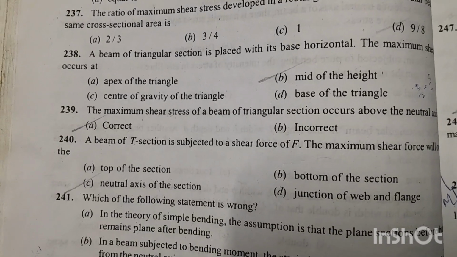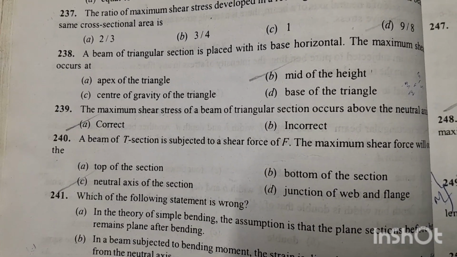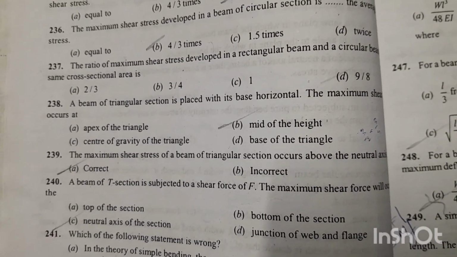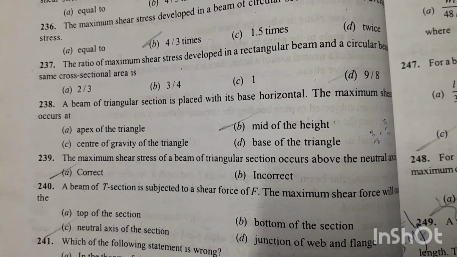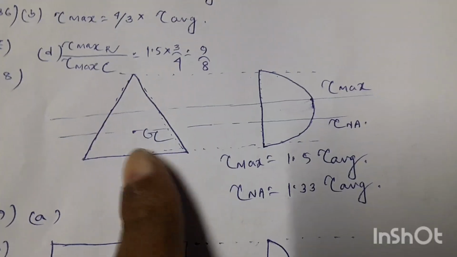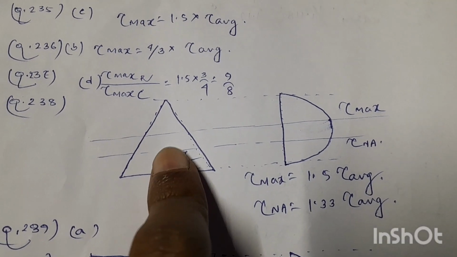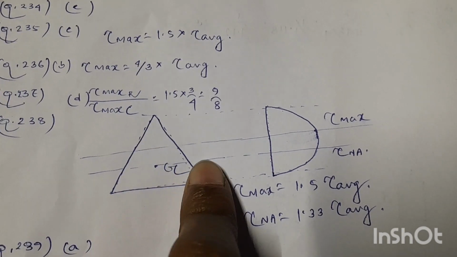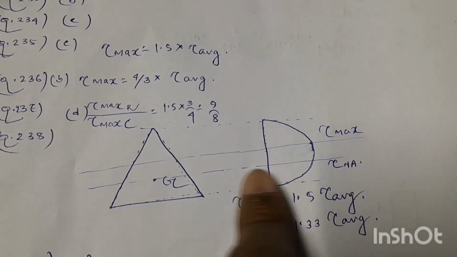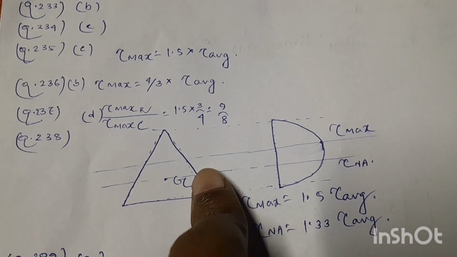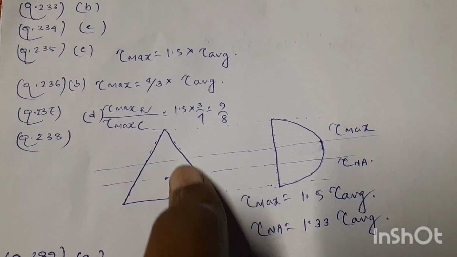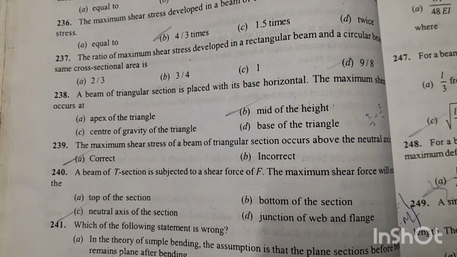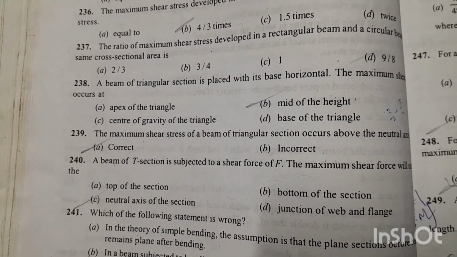Next question 239. The maximum shear stress of a beam of triangular section occurs above the neutral axis. Option A is the right answer, correct. This is the triangle and this is the centroid of the triangular section. So here the neutral axis will pass and the maximum shear stress is always above the neutral axis, tau max. So for this question 239, option A is the correct answer.